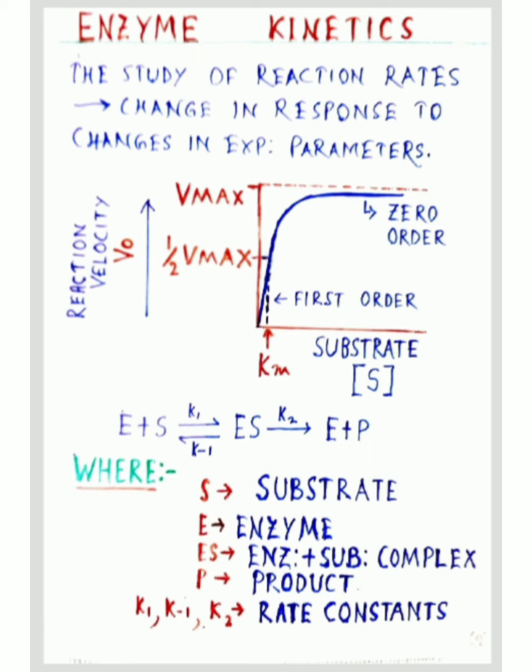Now, the significance of the different depictions: S stands for substrate, E enzyme, ES enzyme substrate complex, P product, and I have already told you that K1, K minus 1 and K2 are all rate constants.